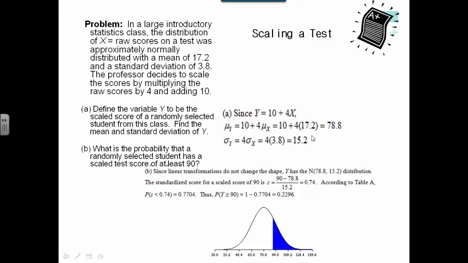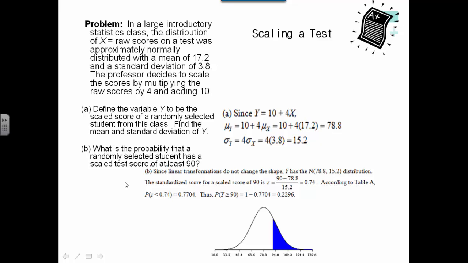deviation. Well, since y equals 10 plus 4 times x, the mean is 10 plus 4 times the mean of x, which is 10 plus 4 times 17.2, or 78.8. The standard deviation is equal to 4 times the standard deviation of x, which is 4 times 3.8, or 15.2.